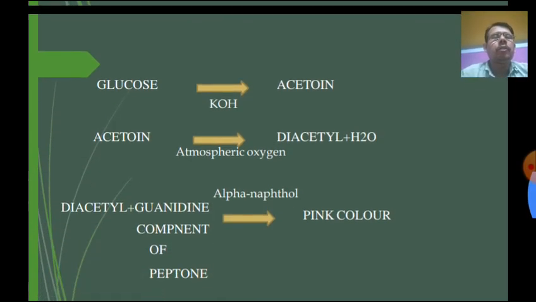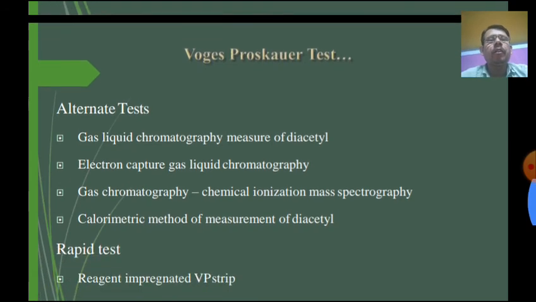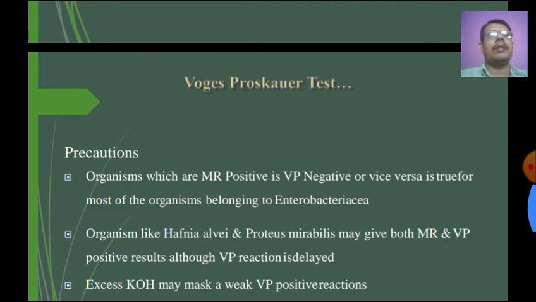In the case of glucose, KOH with atmospheric oxygen converts acetoin to diacetyl, which reacts with the guanidine component and alpha naphthol, and a pink color is produced. Alternative tests for the Voges-Proskauer test include gas liquid chromatography of diacetyl, electron capture, liquid chromatography, gas chromatography, electron ionization and colorimetric methods. For a rapid test, the VP strip is used.